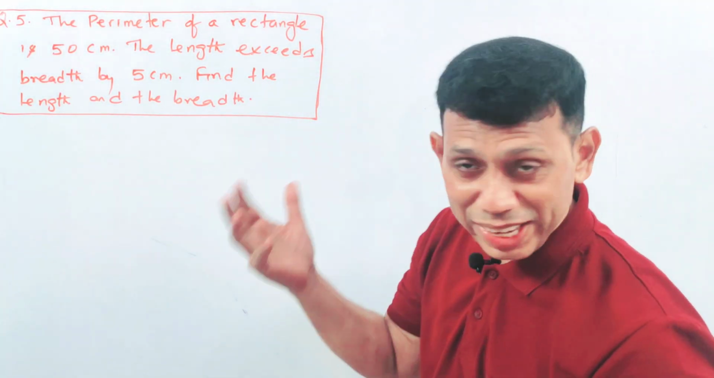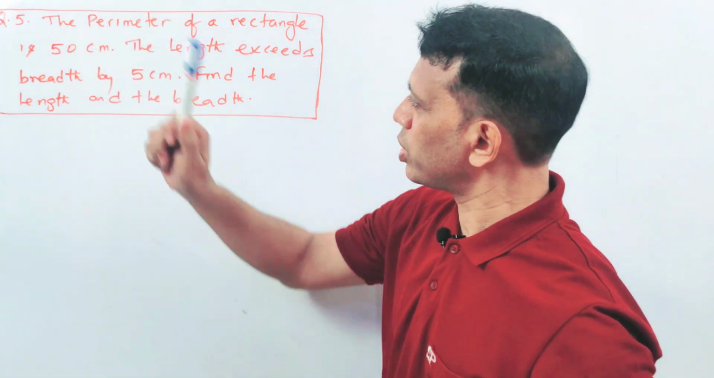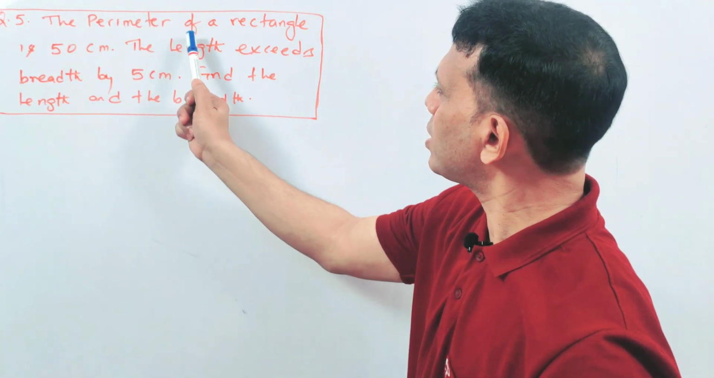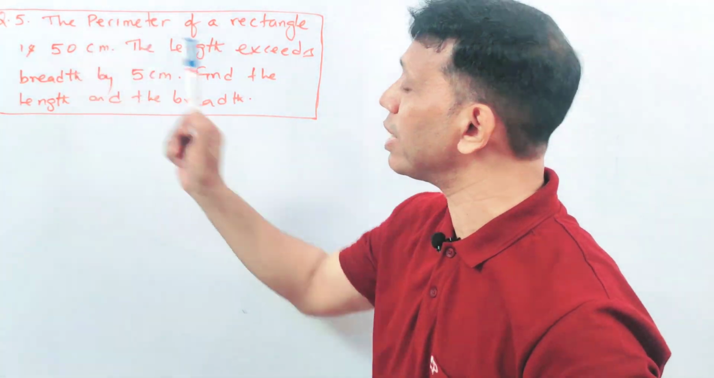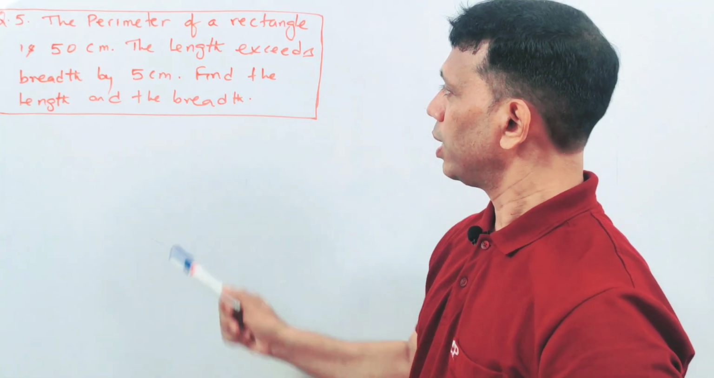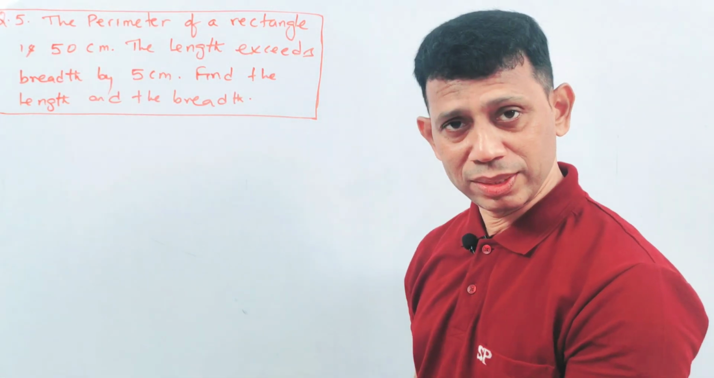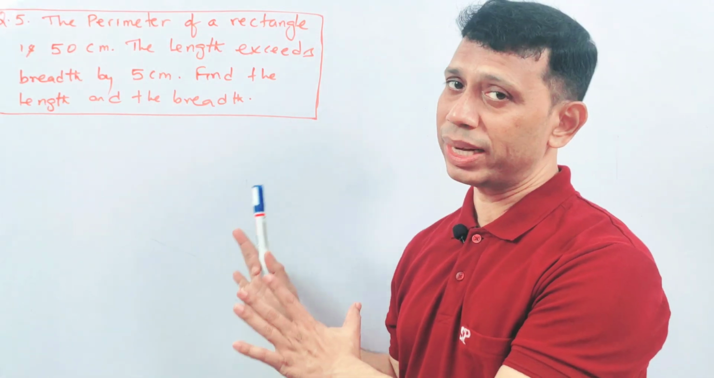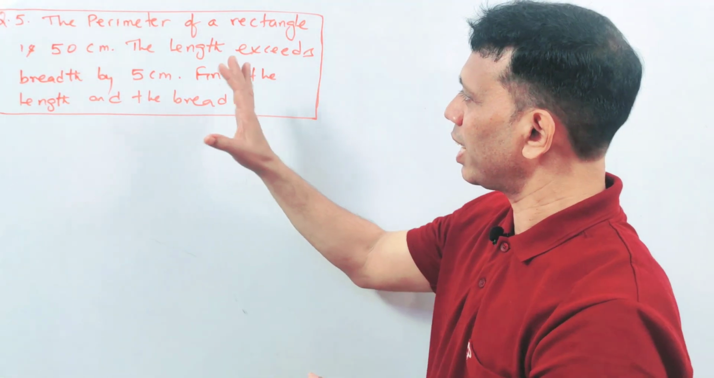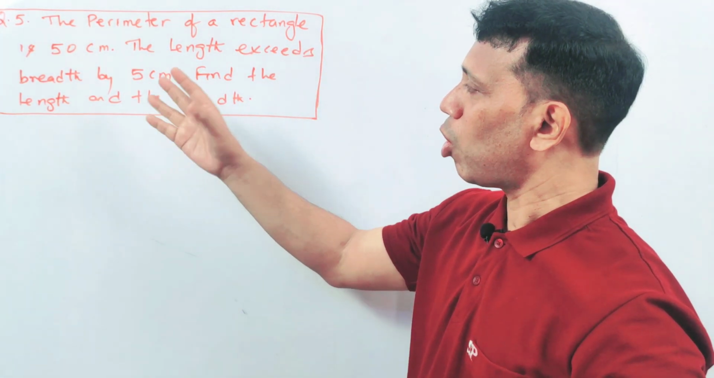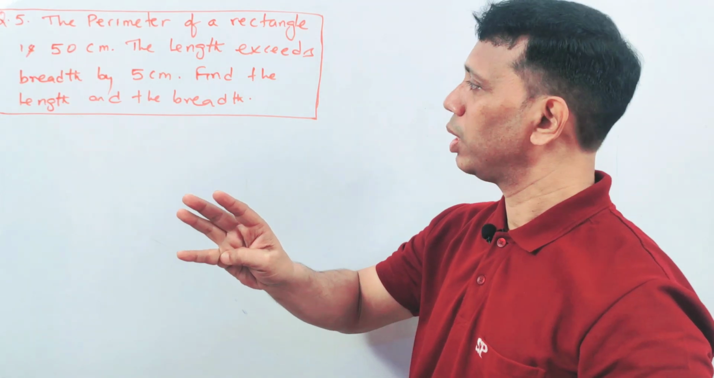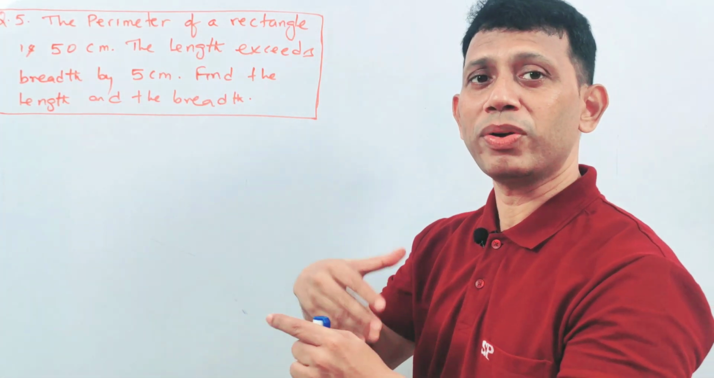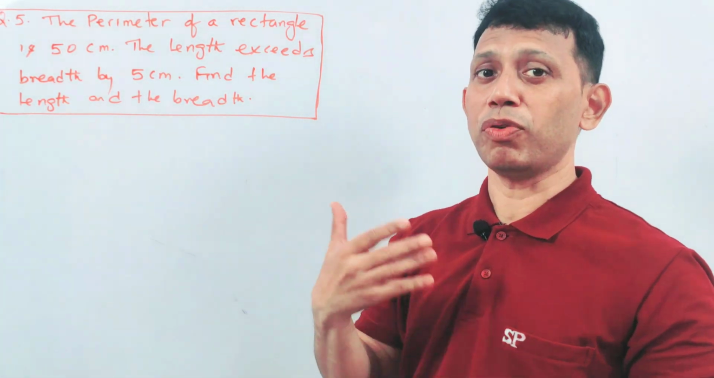It's ready. It's again a different kind of question. The question is written already here. The perimeter of a rectangle is 50 centimeter. The length exceeds the breadth by 5 centimeter. Find the length and the breadth of the rectangle. So this is again, I have done already, a similar problem. So this is a geometry based equation we will form here.